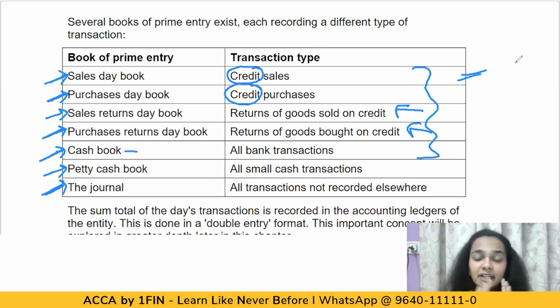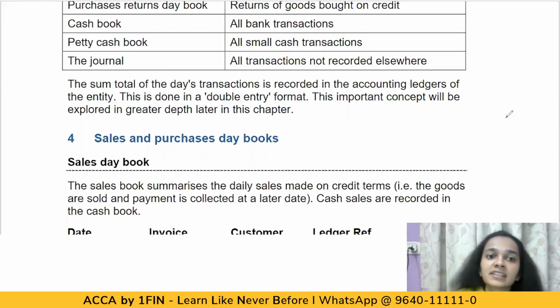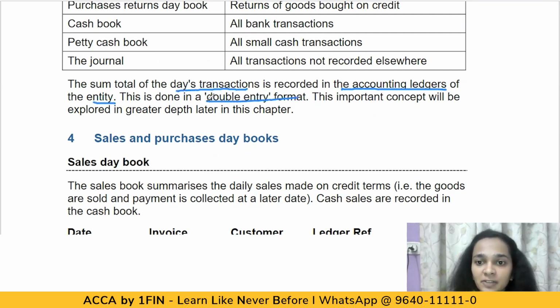So these are the different prime entry books maintained by organizations: sales day book, purchase day book, sales return day book, purchase return day book, a cash book, a petty cash book, and then the journal. All the different transactions taking place in any organization are entered into these different primary entry books, and the sum total of the day's transactions is recorded in the accounting ledgers of the entity. This is done in double entry format.